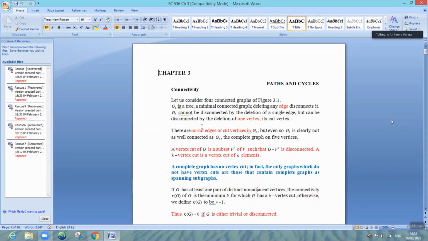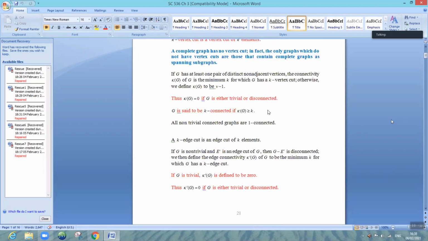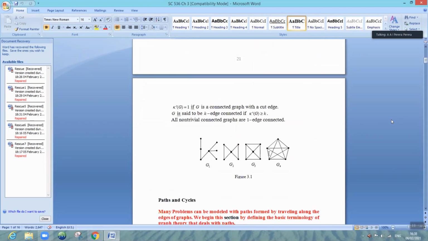So the minimum number of edges you have to remove in order to disconnect, or the minimum number of vertices you have to remove in order to disconnect, comes under edge connectivity and vertex connectivity. Now here you can see the connectivity. Let's consider 4 connected graphs in figure 3.1. So these are the 4 graphs we are going to discuss.